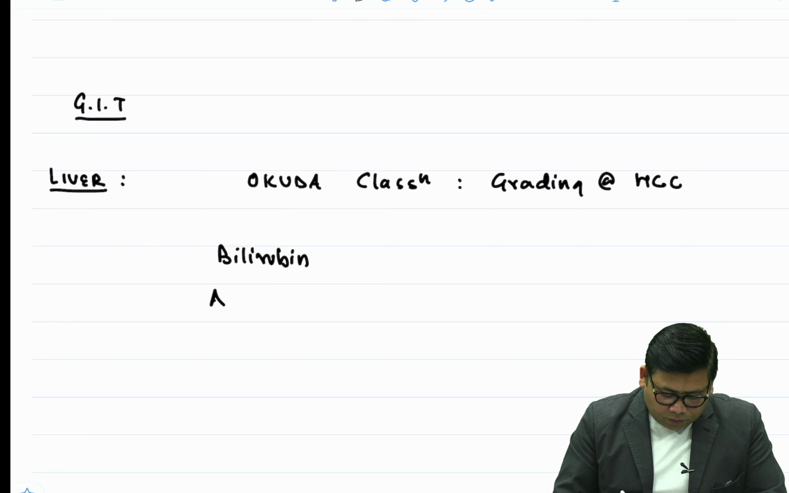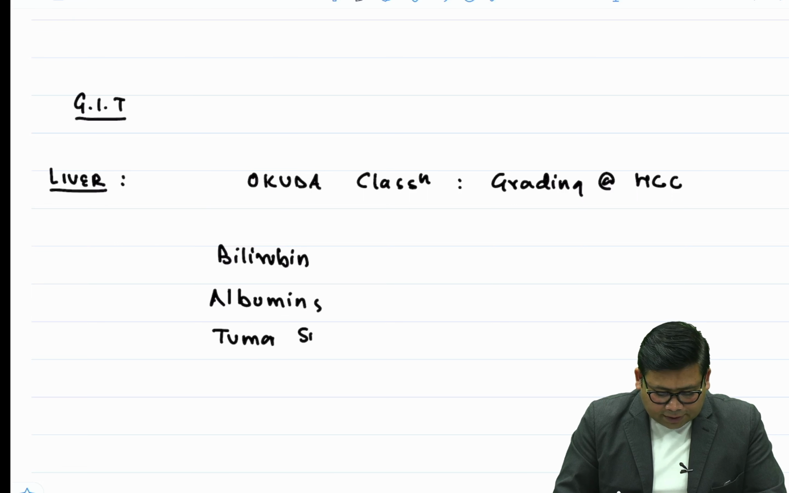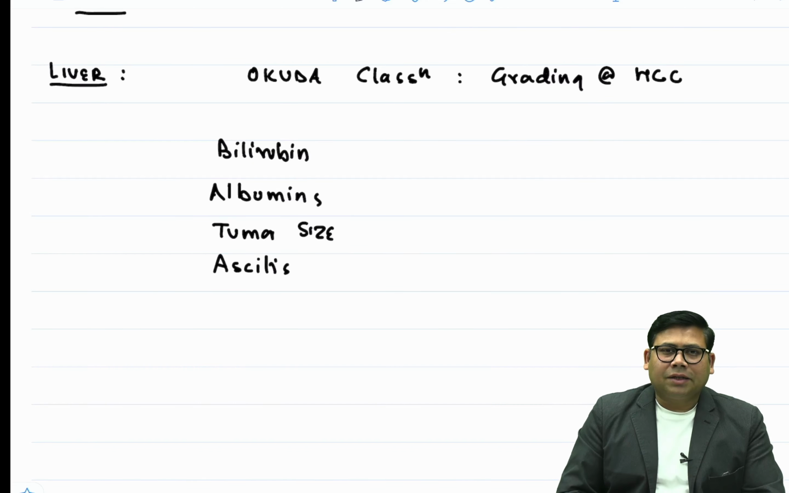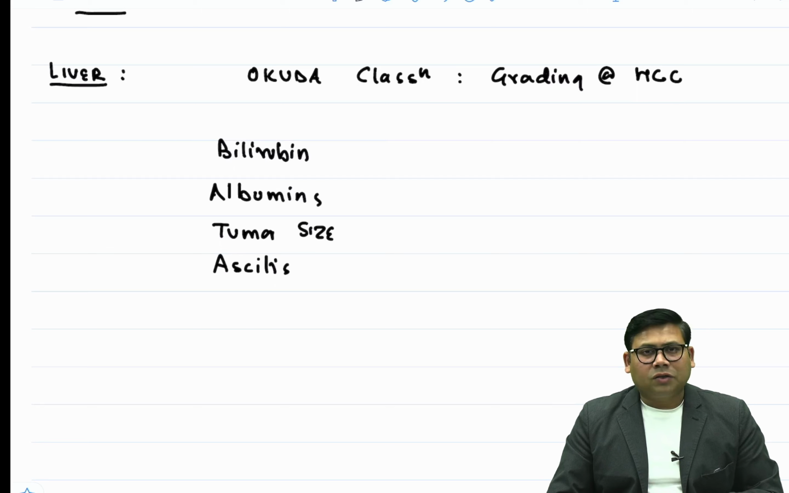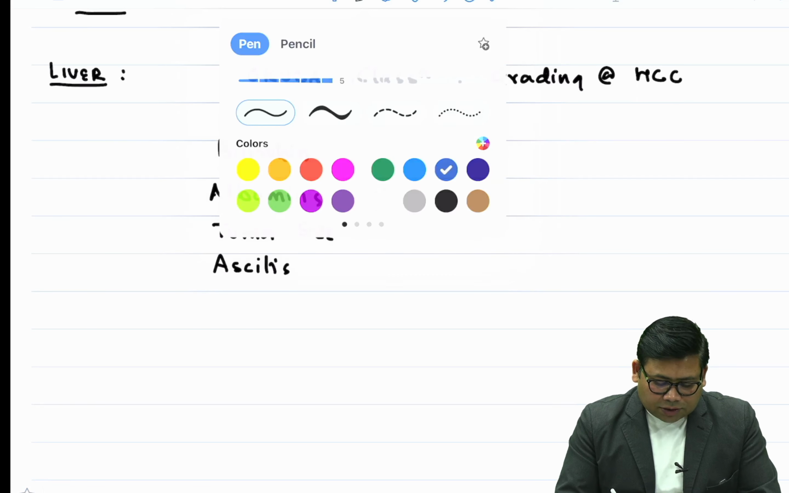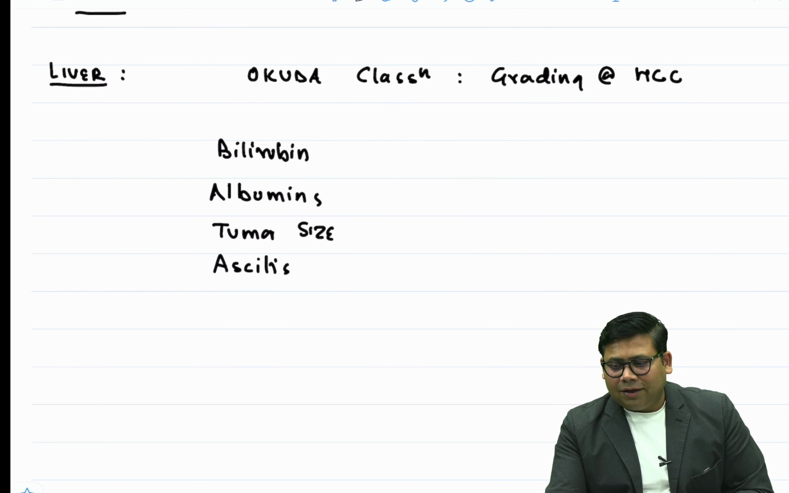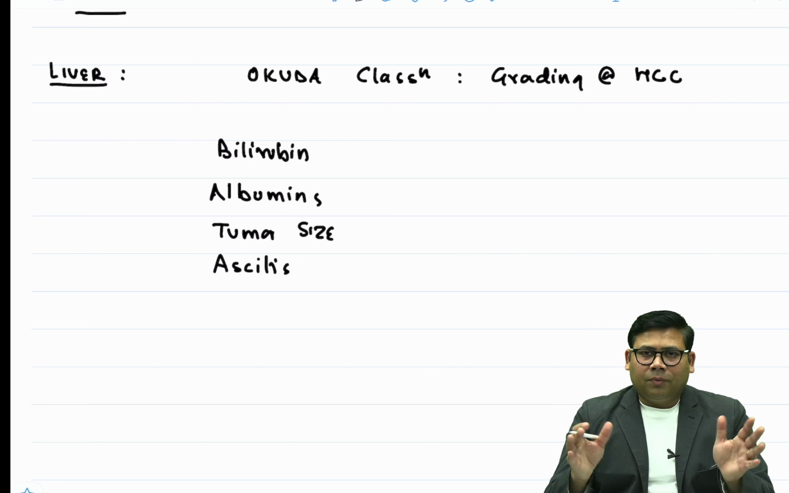then what else do you have? Albumin, then we have tumor size, and then we also include ascites in this. So merely presence or absence of ascites, and bilirubin levels are there. So we define this Okuda. Not much on this I shall be discussing here. It is just last minute revision, so we'll be just taking the name.